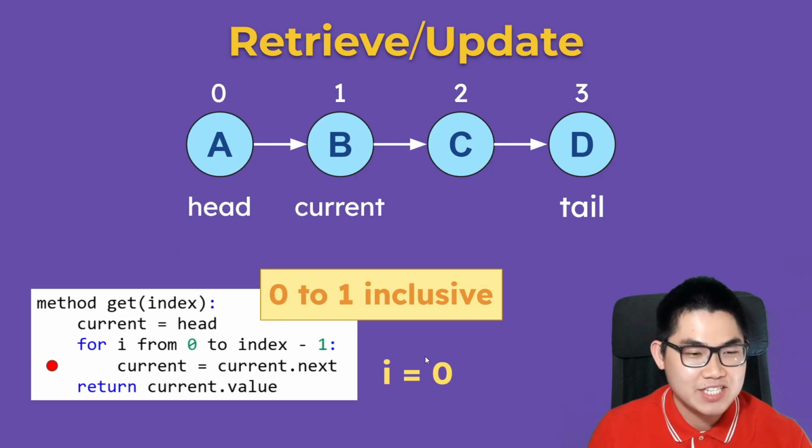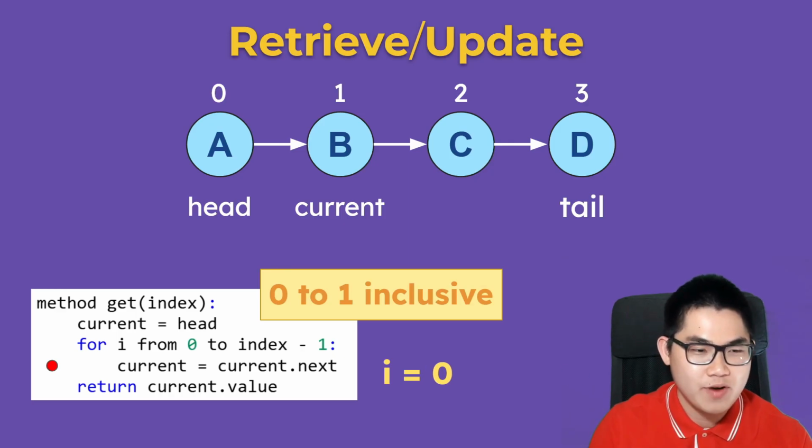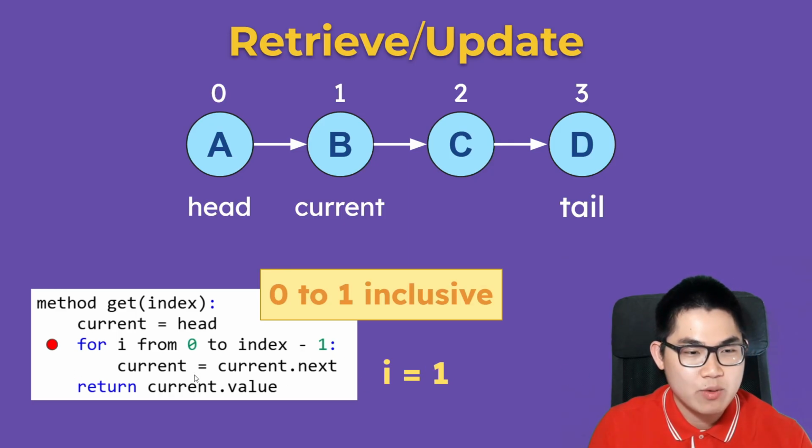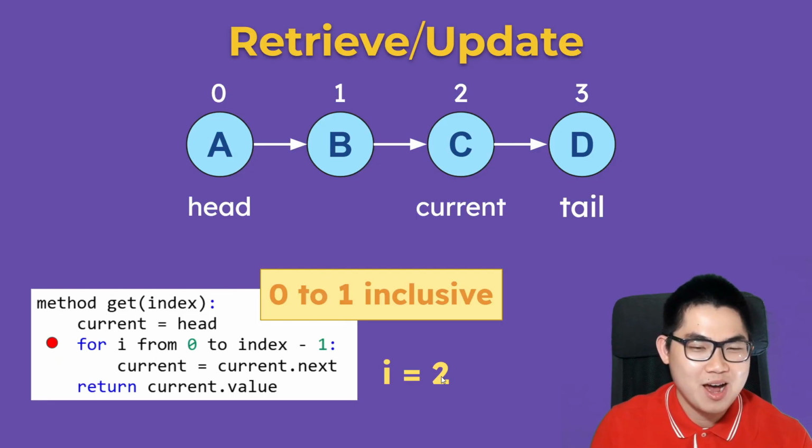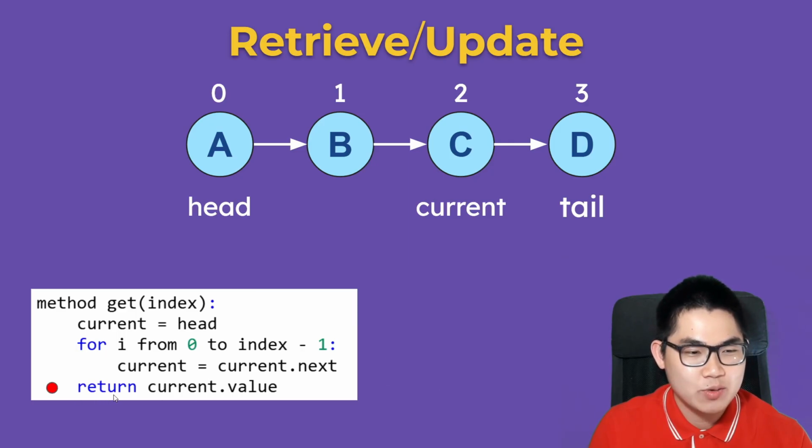And the effect, as you can see, is that current moves to the right, and now I equals 1, and we do the same thing. So we move current to the right, and now I equals 2, but we exit from the for loop. We're at the last line. So return current.value basically means we return the C at the current node.